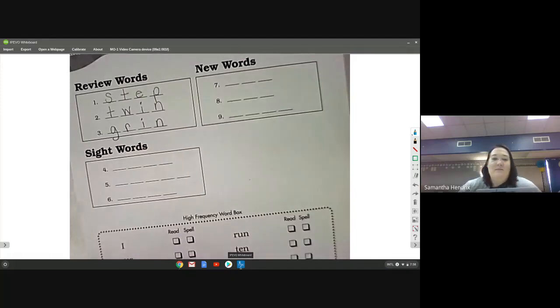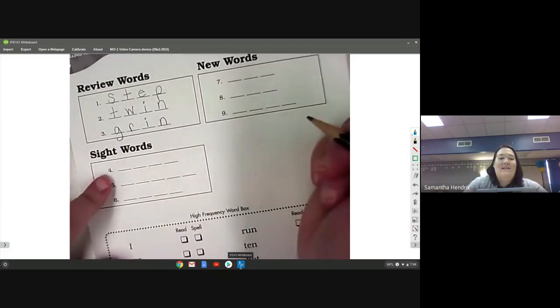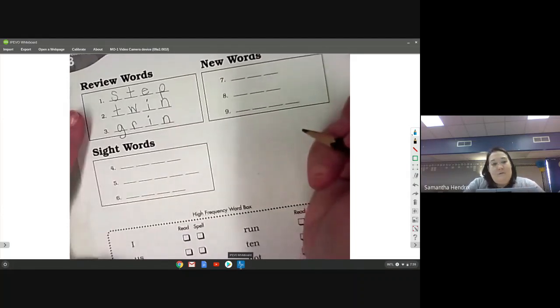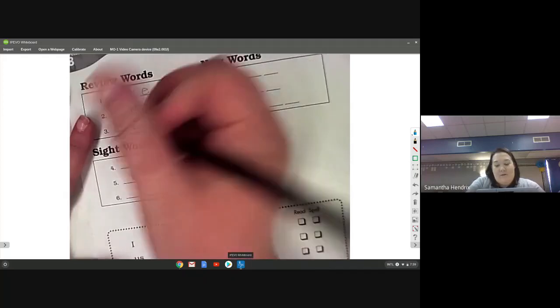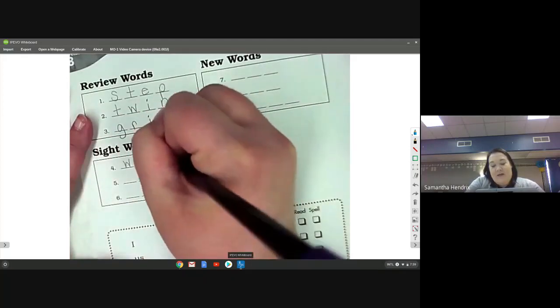Okay, now let's practice some sight words. Look at number 4. Spell what. What. You go ahead and spell it. So you should have written W-H-A-T.